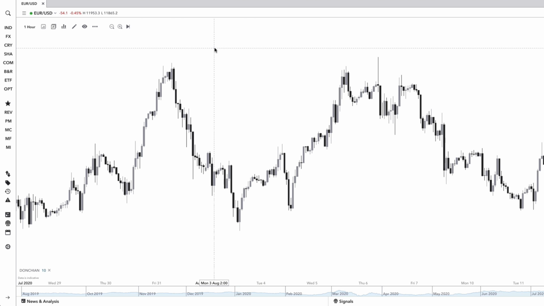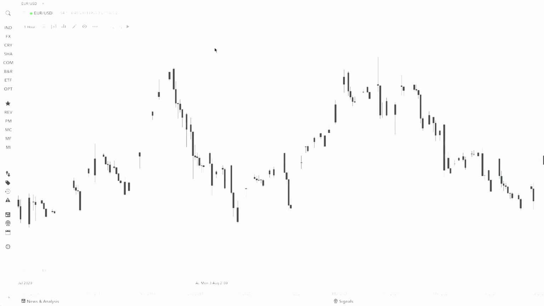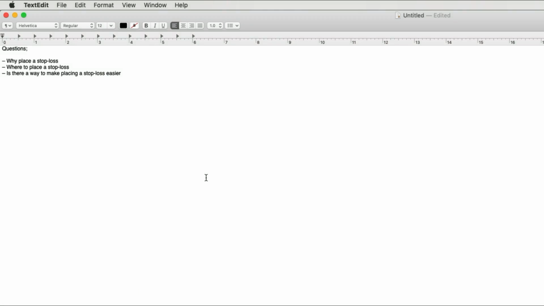And the reason that you'd want to do that is to keep you in the game long term, to give you enough trades to take to allow edge to play out. And I'm just going to presume that you do have edge, because you really should not be trading if you don't. So question number two, where to place a stop loss.